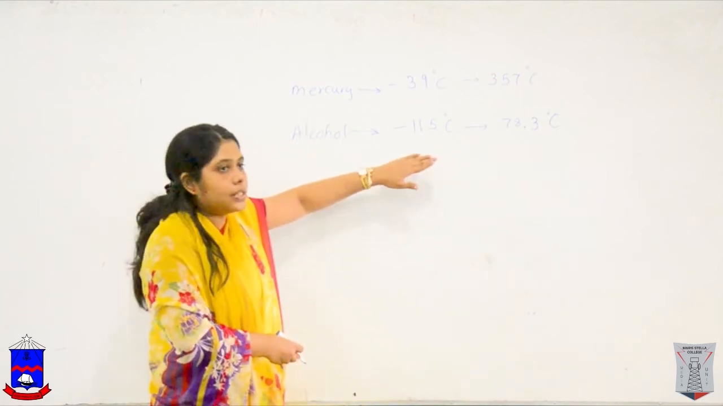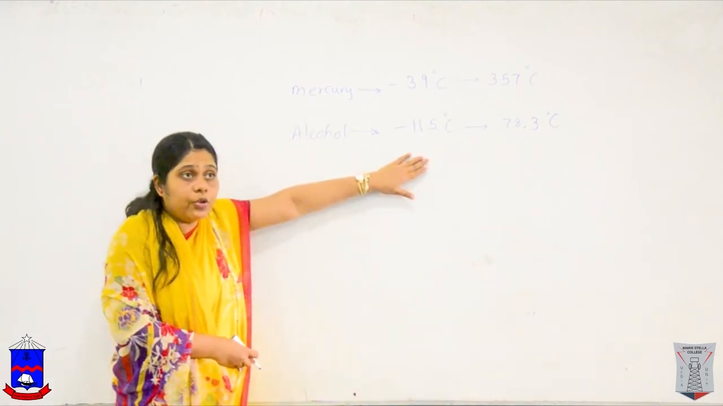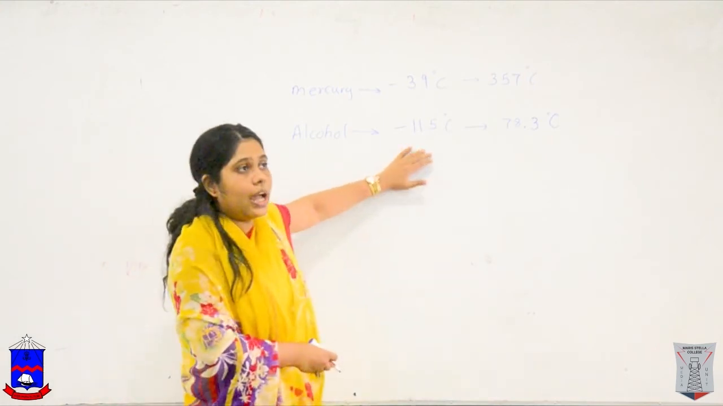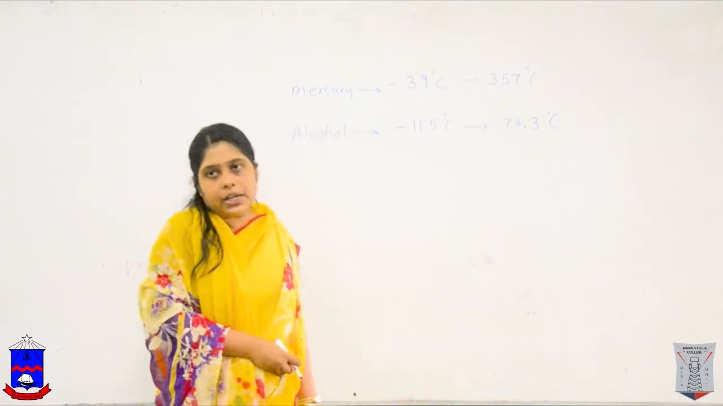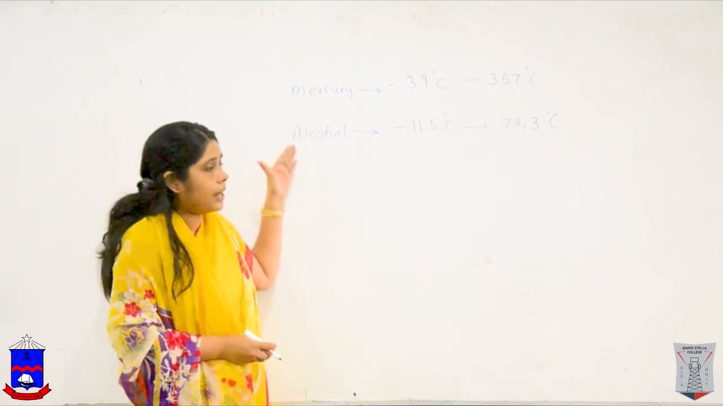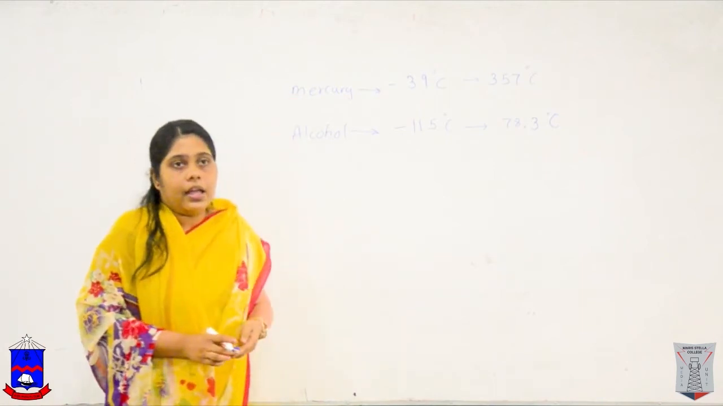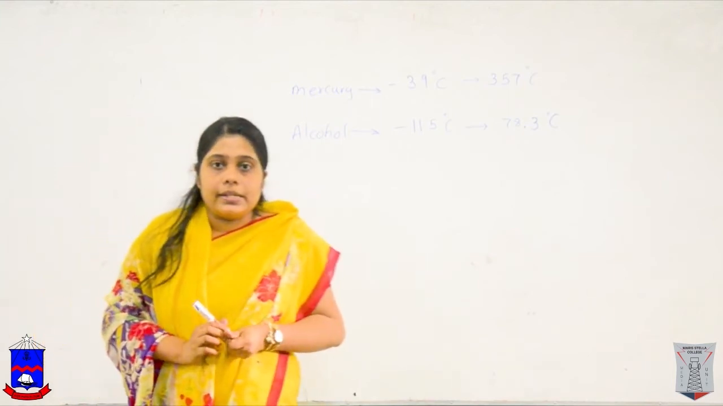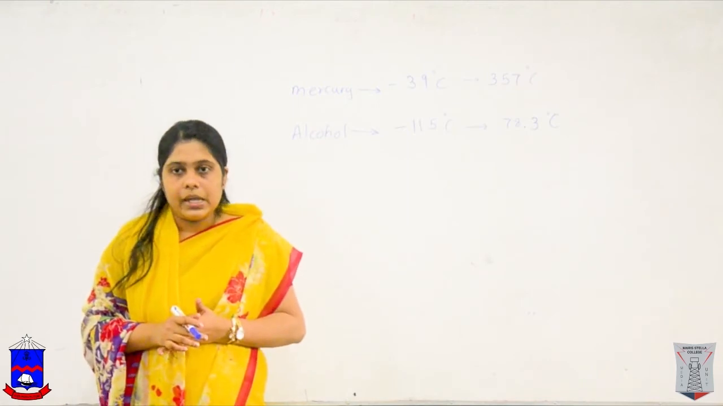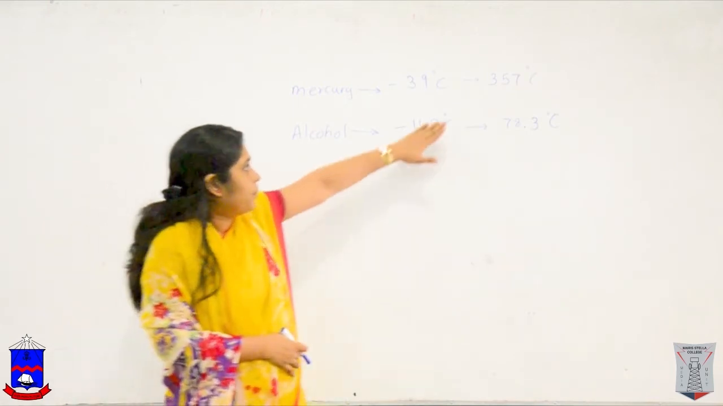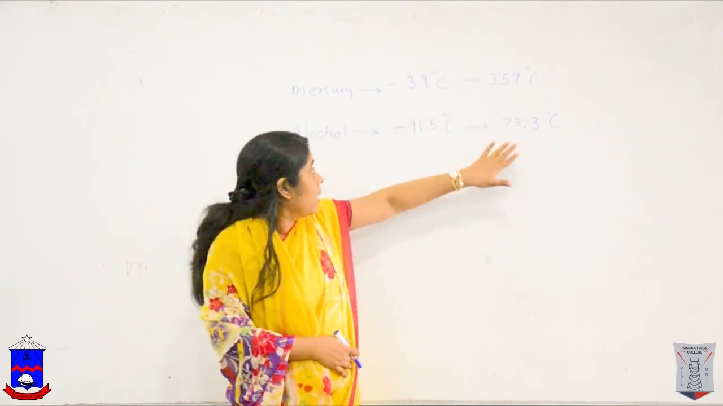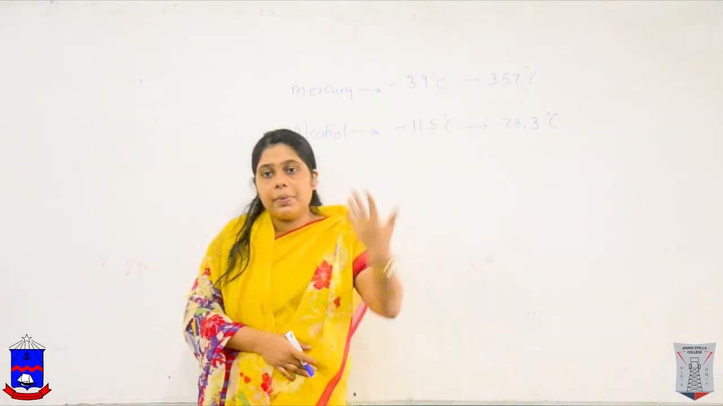So the alcohol thermometer is very useful when we are going to measure the lower temperature. But when we are going to measure the higher temperatures, we can use the mercury thermometer. That is another difference of mercury and alcohol thermometers. And when we talk about these two thermometers, the mercury thermometer is more durable than the alcohol thermometer. Why? Up to 357 mercury remains as a liquid, but alcohol gets vaporized easily.